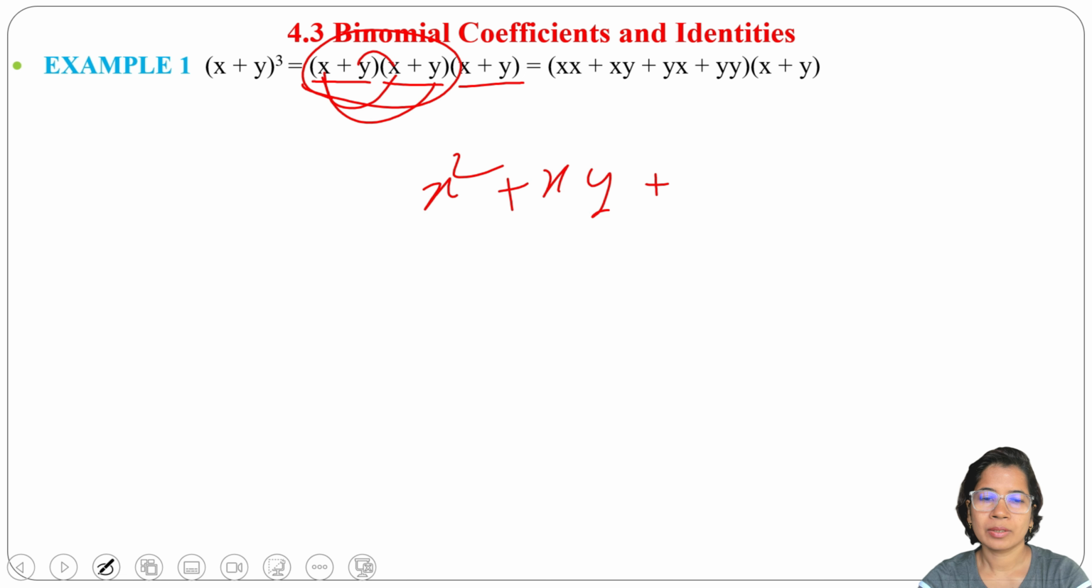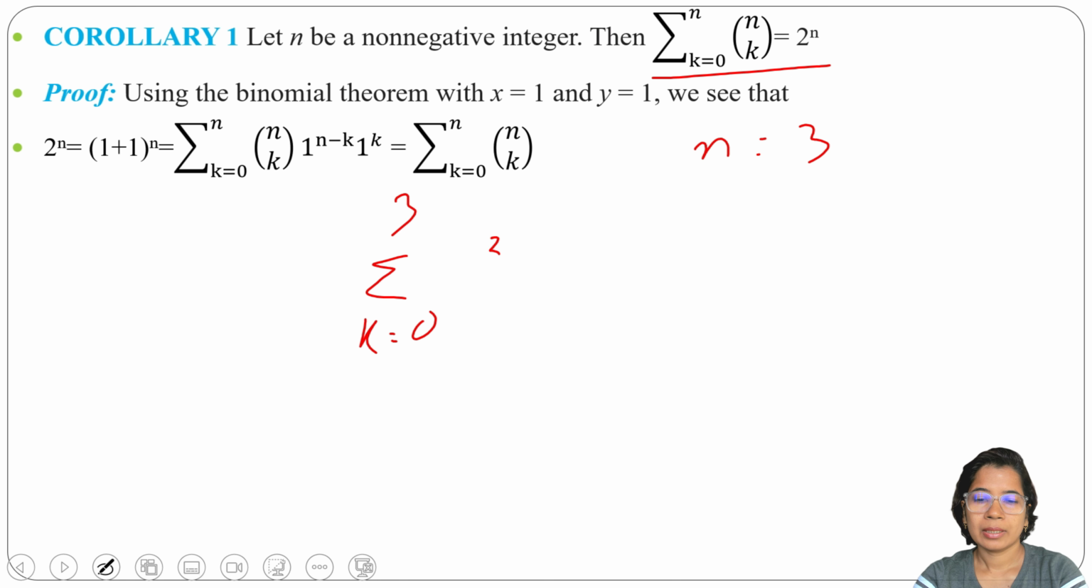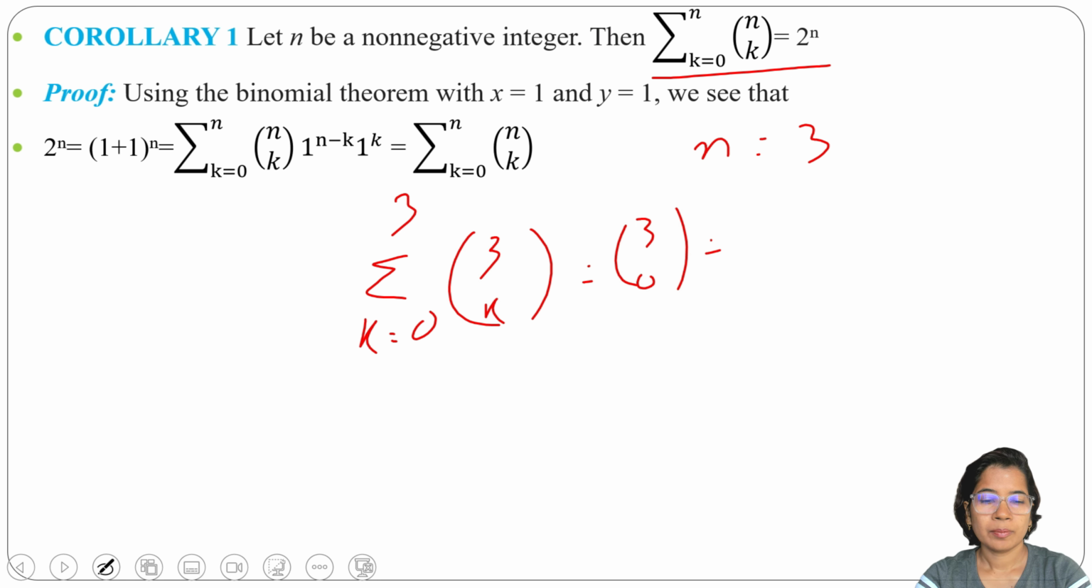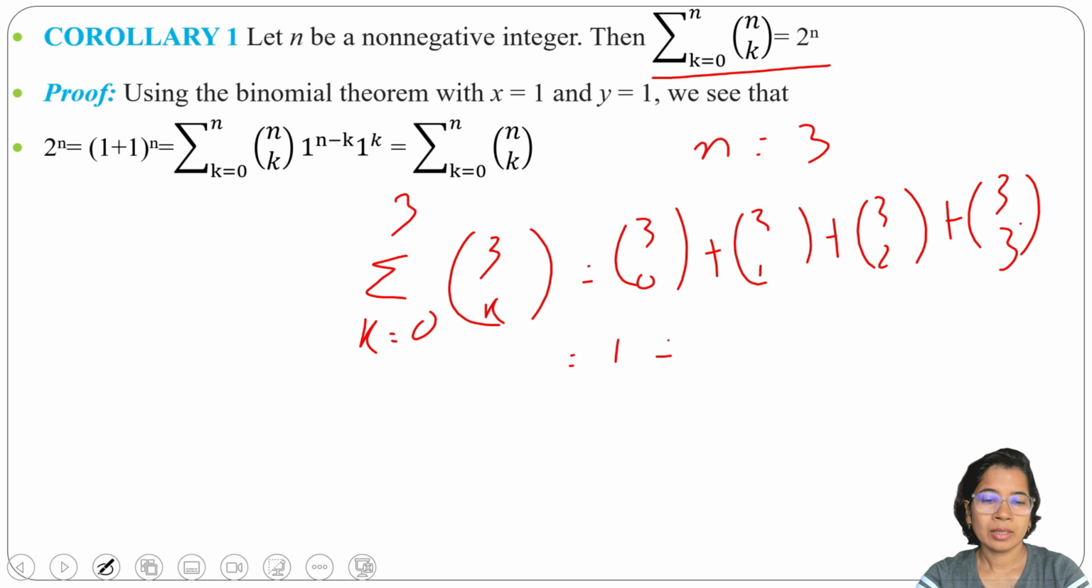Let's see one example when n equals 3. The summation of k equals 0 to 3 of C(3, k) you can write as C(3, 0) plus C(3, 1) plus C(3, 2) plus C(3, 3). C(3, 0) is 1, C(3, 1) is 3, C(3, 2) is 3, C(3, 3) is 1. So 1 plus 3 plus 3 plus 1 is 8, and 8 you can write as 2^3.